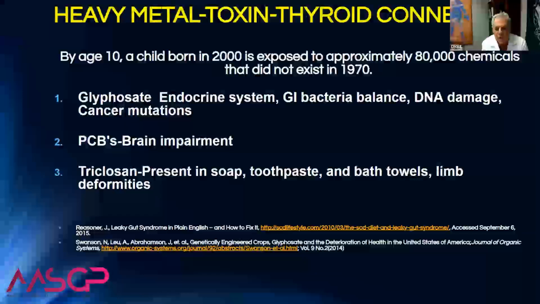A child born in the year 2000 was exposed to 80,000 chemicals that didn't exist in 1970. And we all know about glyphosate. We really don't need to probably go through that again. PCBs will impair brain function. Triclosan is present in soaps, toothpaste, bath towels, and in utero can cause some limb deformities.